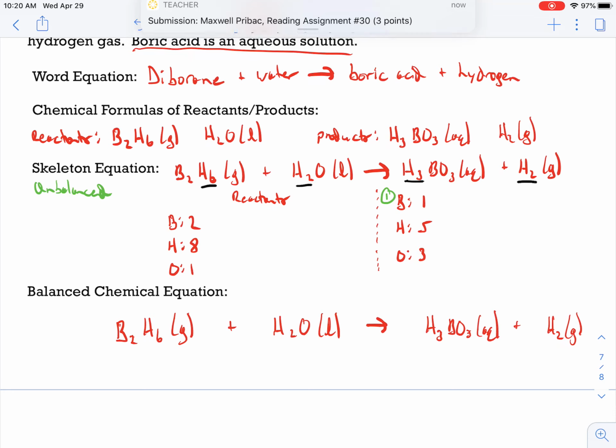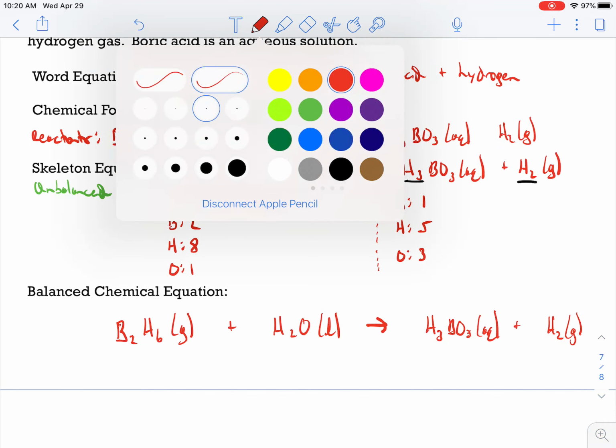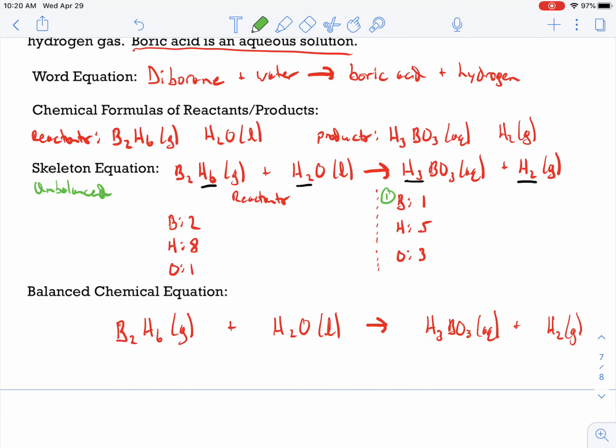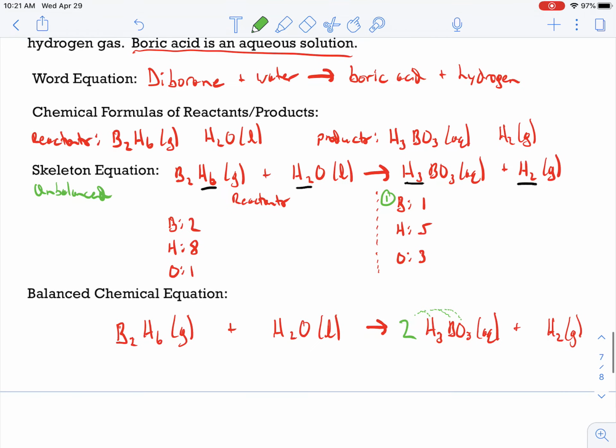So if we start with 2 atoms of boron and we want to end up with 2, we have to put a coefficient of 2 in front of our products here. Because remember, we can almost think of it like the distributive property. It's going to apply to our hydrogen, to our boron, and to our oxygen. So we're now going to have a total of 2 borons, which is what we want. So it's now balanced with our boron in the reactants.